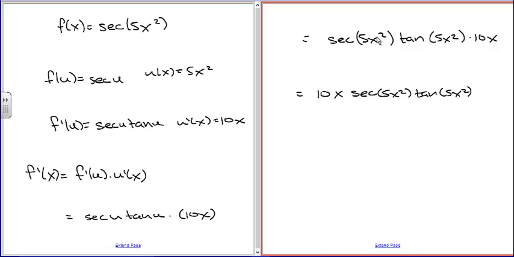So other cases like that are the cosecant. The derivative of the cosecant is negative cosecant cotangent.